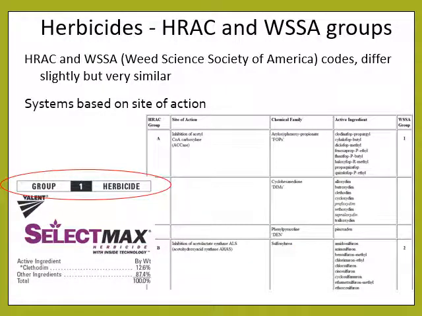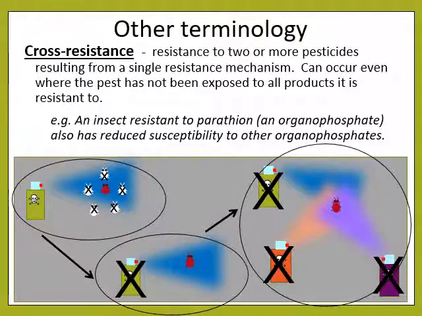For herbicides, it's a numbering system that's used by the WSSA, and the HRAC has just in the last month come out with a new numbering system. But again, they're based on site of action. You can see here, group 1 is for these ACCase inhibitors. It's a form of lipid synthesis, and you can see all the herbicides that are registered within that group.